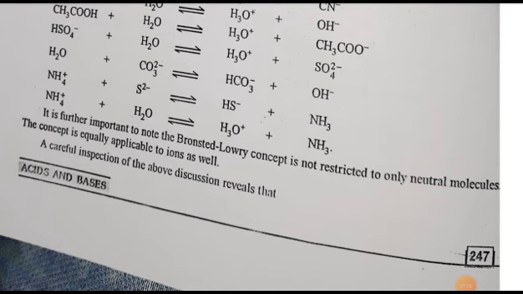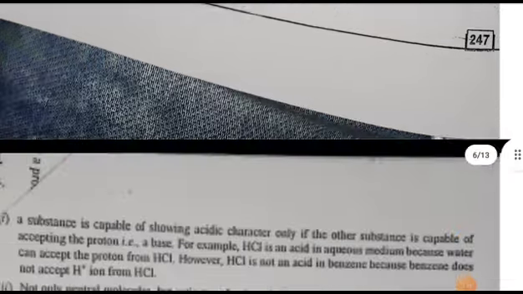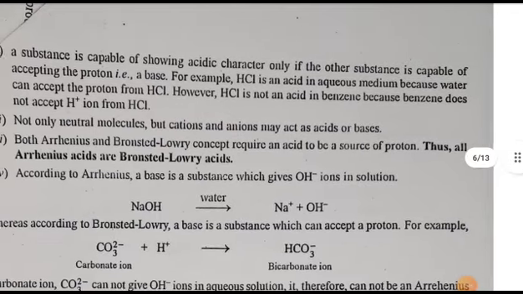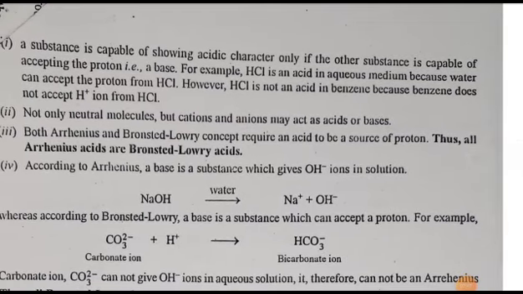A careful inspection of the above discussion reveals that a substance is capable of showing acidic character only if the other substance is capable of accepting the proton, that is, a base. For example, HCl is an acid in aqueous medium because water can accept the proton from HCl. However, HCl is not an acid in benzene because benzene does not accept H positive ion from HCl. Second, not only neutral molecules but cations and anions may act as acids or bases.